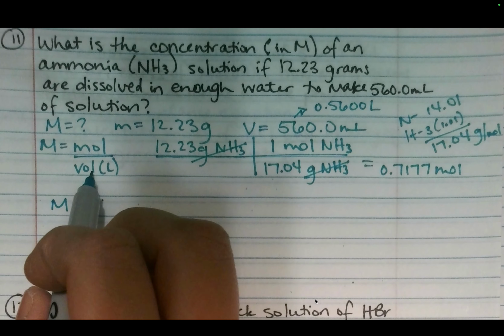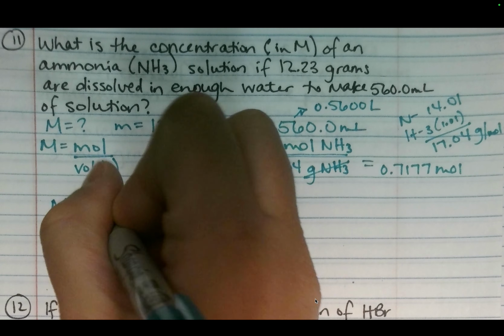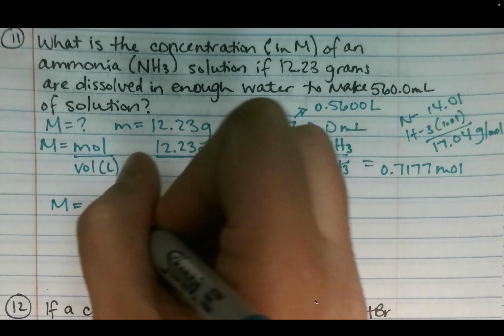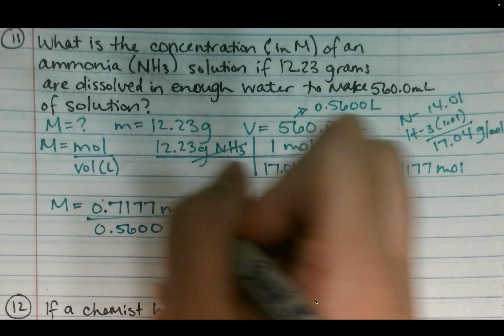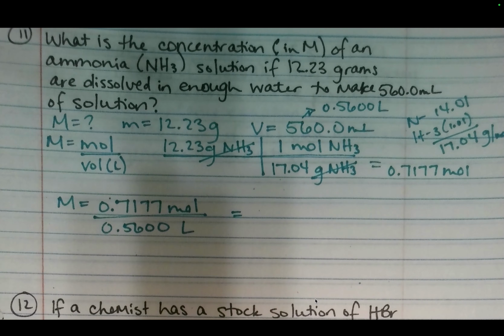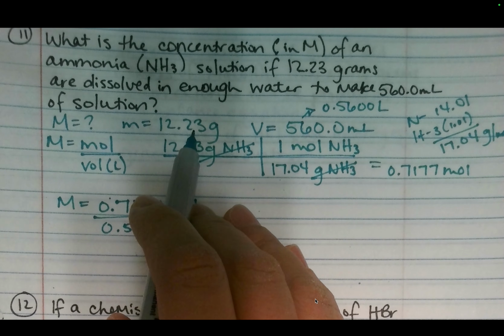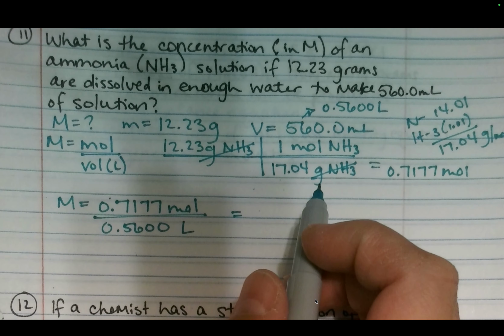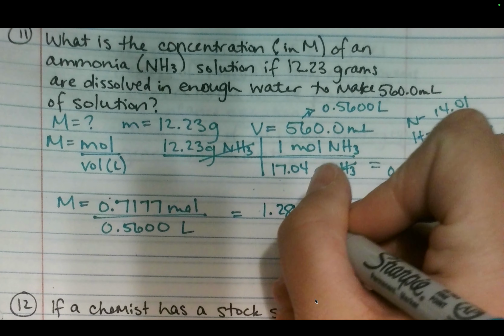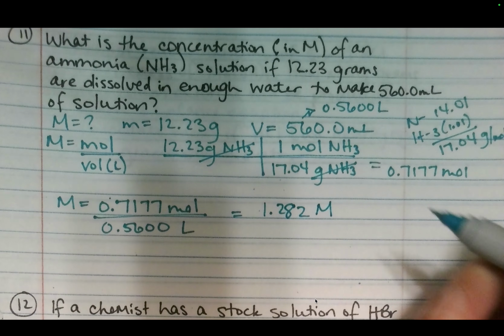Remember, molarity is moles over volume in liters. 0.7177 moles over 0.5600 liters. Punch that in your calculator. Our givens were both given with 4 significant figures, so my answer should have 4 significant figures. 1.282 molar.